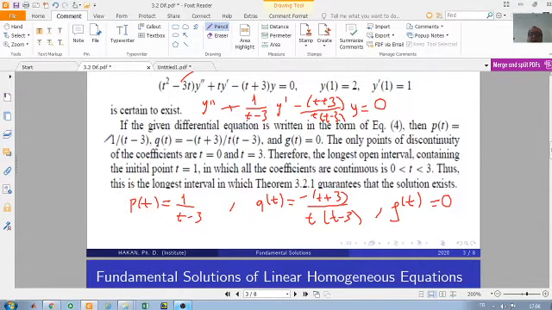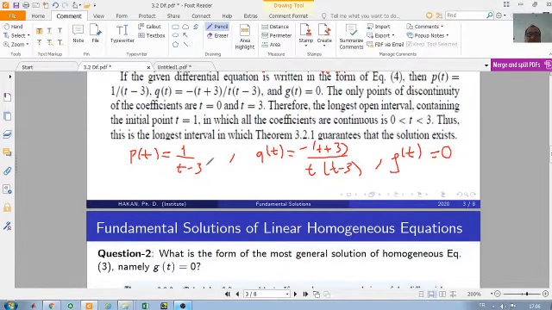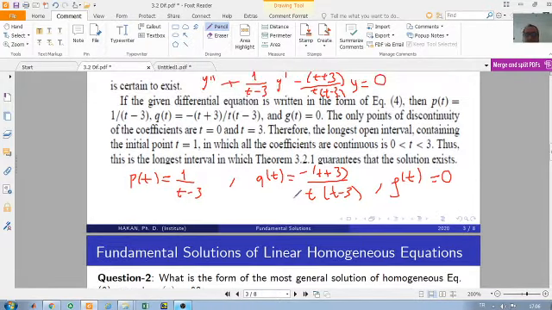The only points of discontinuity of the coefficients are t is equal to 0 and t is equal to 3. At t is equal to 3, p of t is discontinuous, and also q of t is discontinuous, and we have another discontinuity point for q of t, t is equal to 0, because of the denominator. Okay, g of t is continuous everywhere. It is a constant function. Therefore, we have 2 points that make the functions discontinuous.